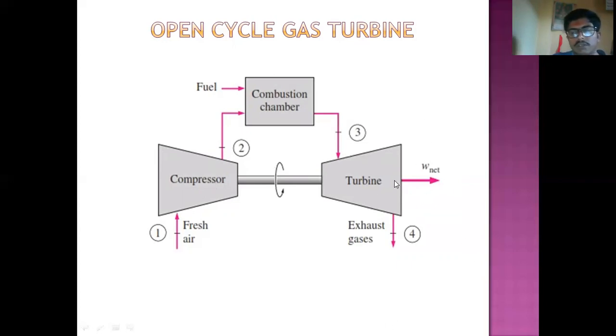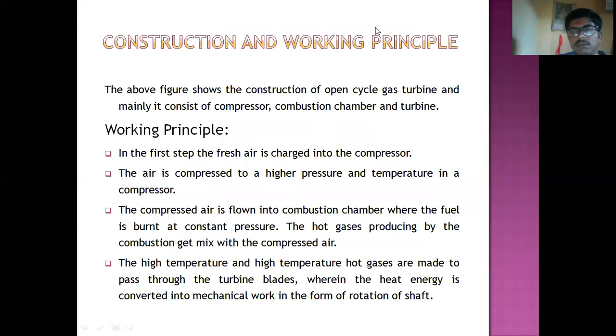Whatever exhaust gases are released from the turbine are directly exhausted to the atmosphere. Here the fresh air and fuel are circulated for the next cycle. Based on this, it is called the open cycle gas turbine. This is the same explanation; it is there in the next slide.